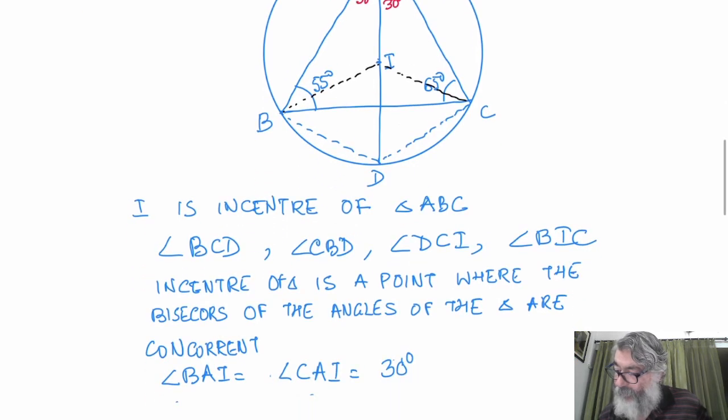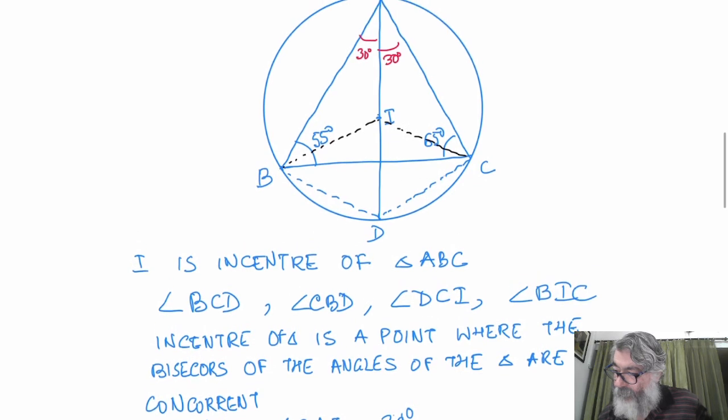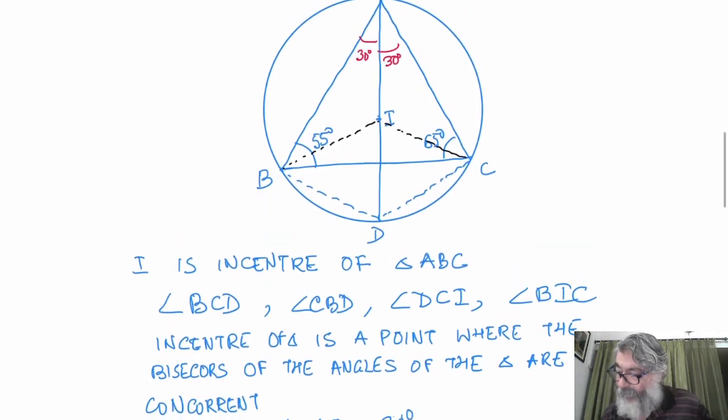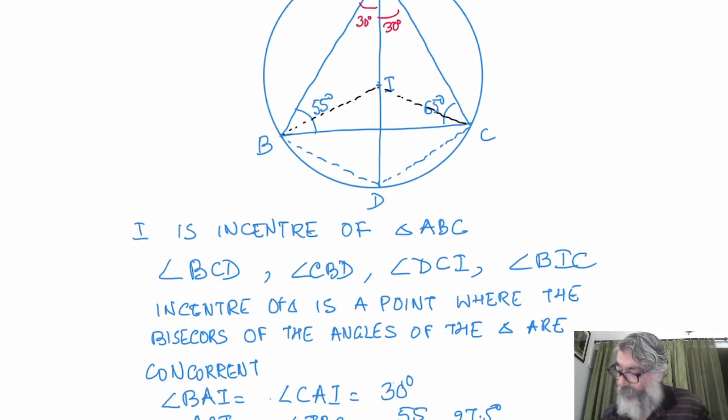After this, I am writing ABI is equal to IBC. IBC is 55 upon 2, that is 27.5 degrees. And then I am writing ACI and ICB, that is 65 upon 2, that is 32.5 degrees. So we have got these angles like this.